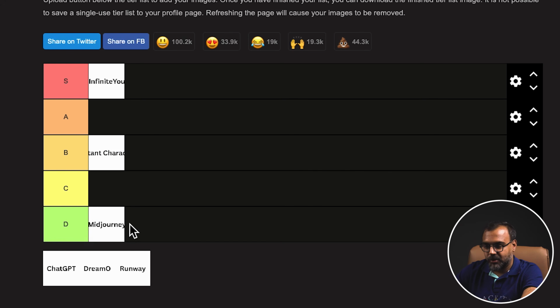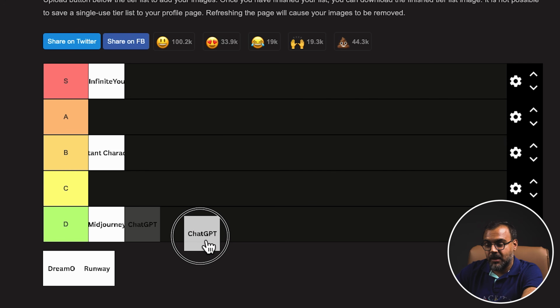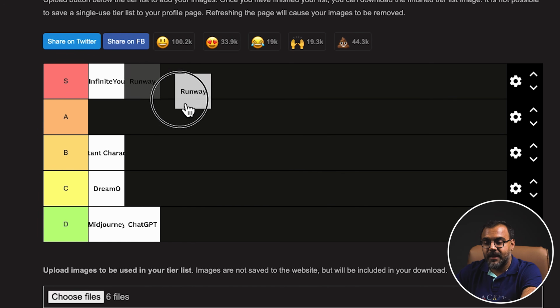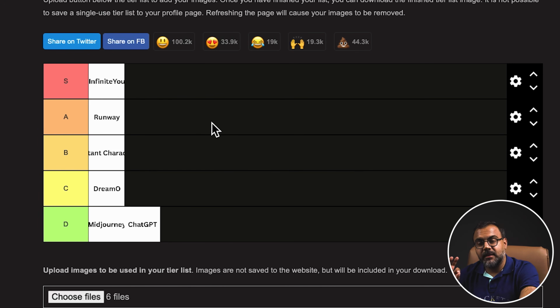MidJourney, absolute hot garbage. D tier, same thing with ChatGPT. DreamO is C tier, again, just because of the results we've seen so far. And Runway is A tier. So this is where I would see the current rankings just based on the first character. Let's look at our next character and see if that changes the rankings at all.